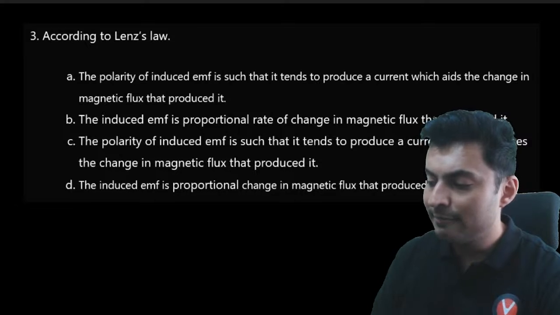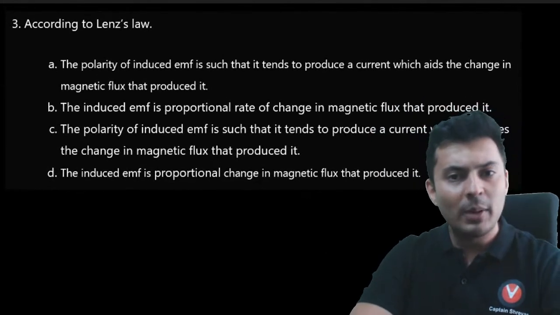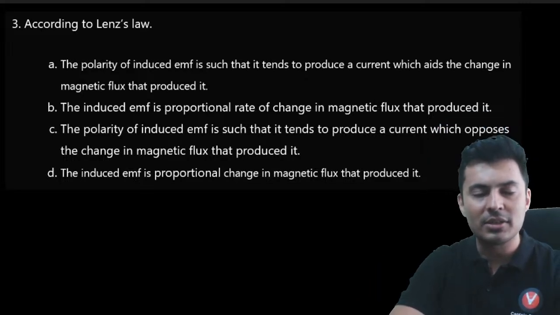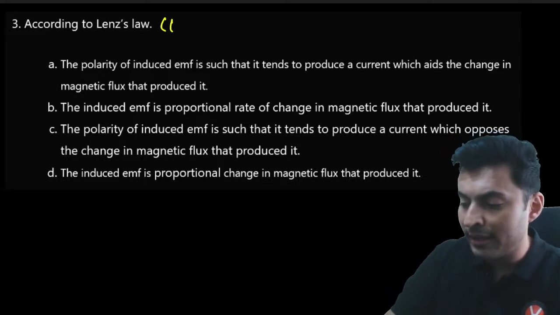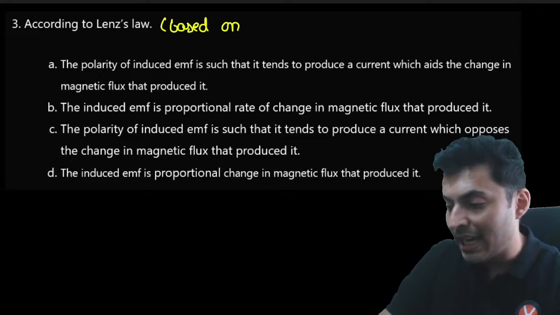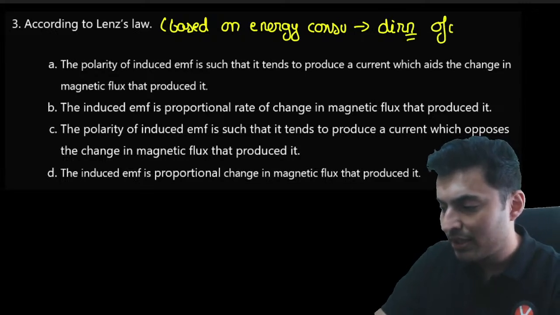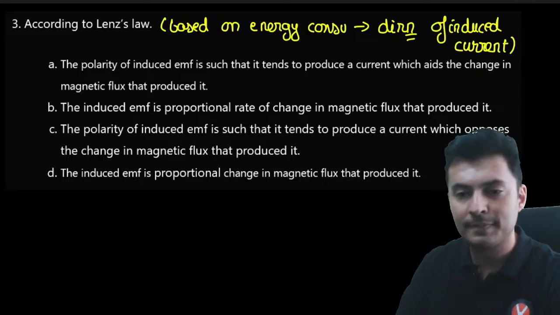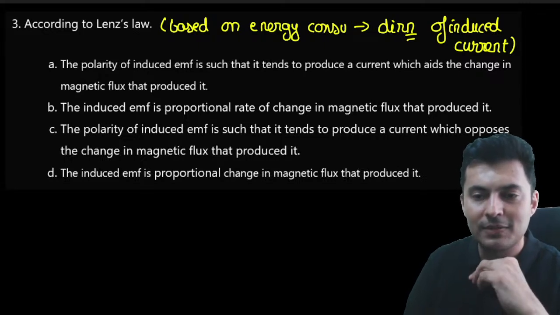Great. If you use Lenz's law, the polarity of the induced EMF is such that it tends to produce a current which aids the change in the magnetic flux that produced it. Induced EMF is proportional to the rate of change of magnetic flux that produced it. So this is a statement-based question in MCQ, which can be asked in your CBSE board exam. Lenz's law is a law based on energy conservation. It gives you the direction of the induced current. Come on, my dear warriors. It gives you the direction of the induced current.